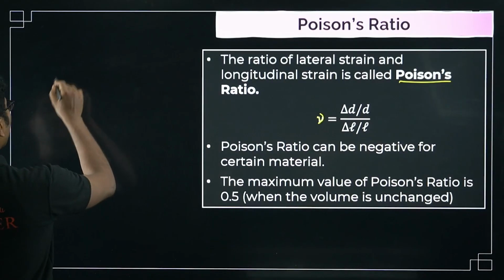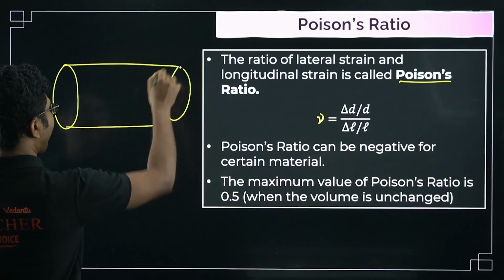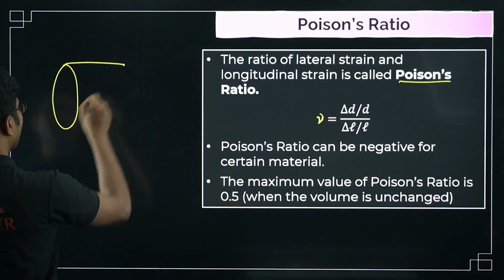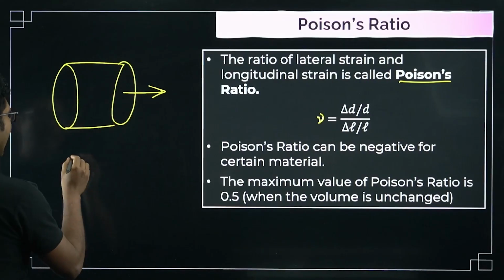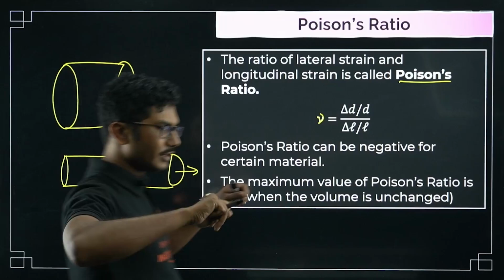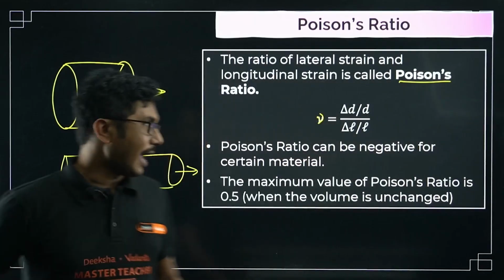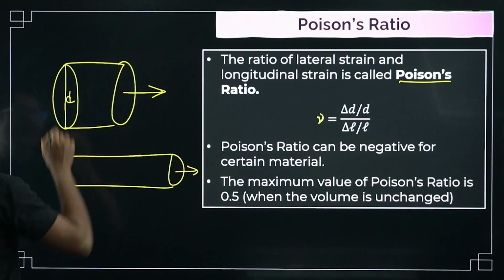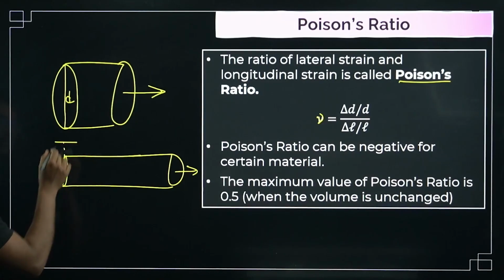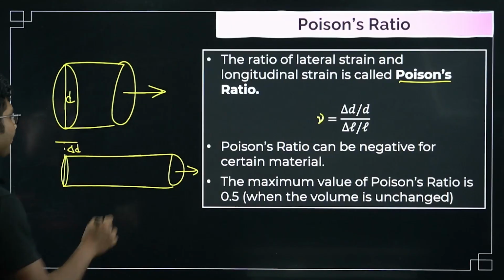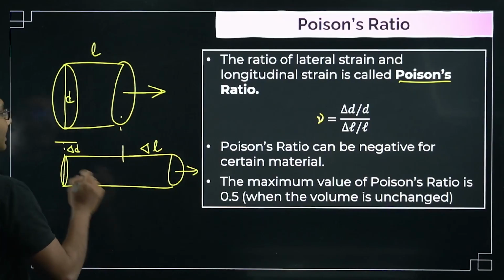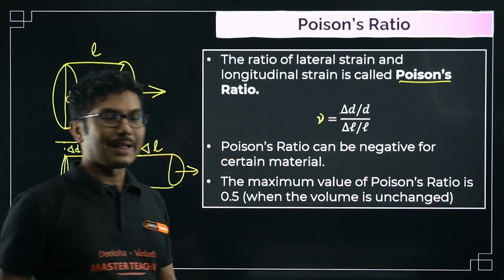What does delta D by D mean? Suppose you have a thick rod. Now you apply some force on it, and what happens is that its size gets changed, it is getting expanded, right? If you apply the force, it becomes thinner, right? Now as it is getting thinner, this is the diameter, say D. As it is getting thinner, its diameter will change. Suppose the original diameter was this, and the change in the diameter is delta D. Now original length was L, the increase in the length is delta L. So the ratio of delta D by D divided by delta L by L is called Poisson ratio.